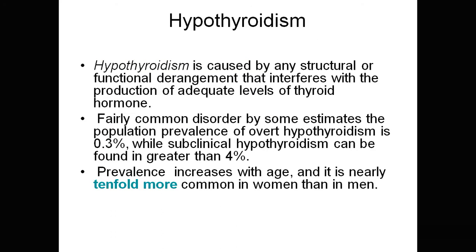Now we come over to hypothyroidism. Hypothyroidism is caused by any structural or functional derangement that interferes with the production of an adequate level of thyroid hormone. So hypo means that there is a decreased thyroid hormone level. Its prevalence increases with age and it is nearly tenfold more common in females. So both hyper and hypothyroidism are more common in females.